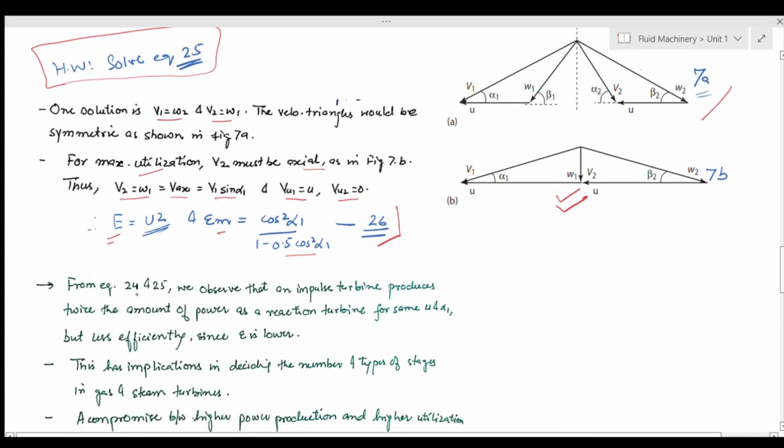Now equation 24 और 25 को अगर हम देखते हैं, then we find out that impulse turbine produces twice the amount of power as reaction turbine for same blade velocity and nozzle angle, but less efficiently since utilization factor is lower.